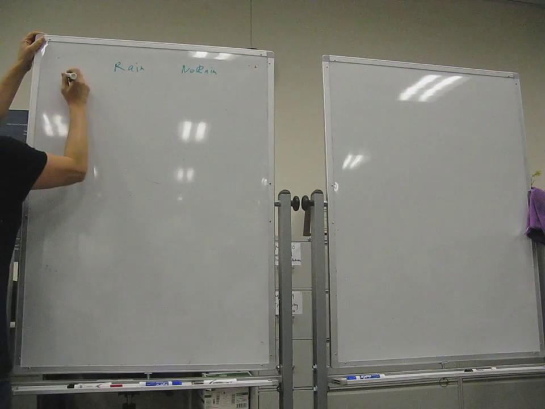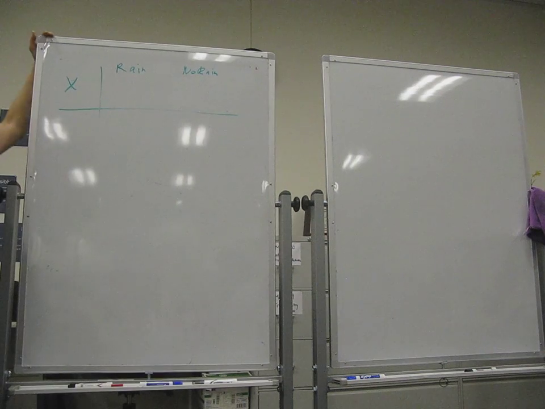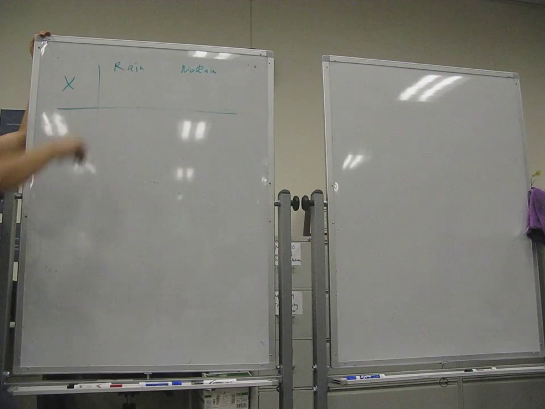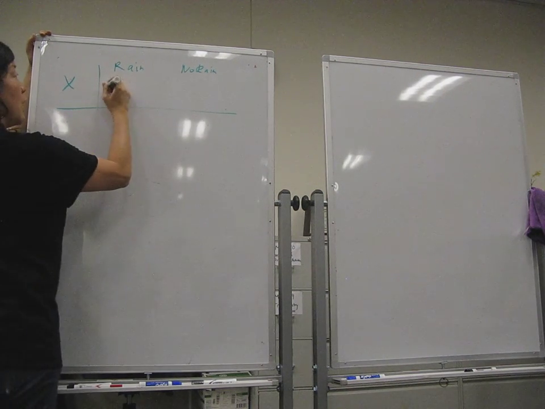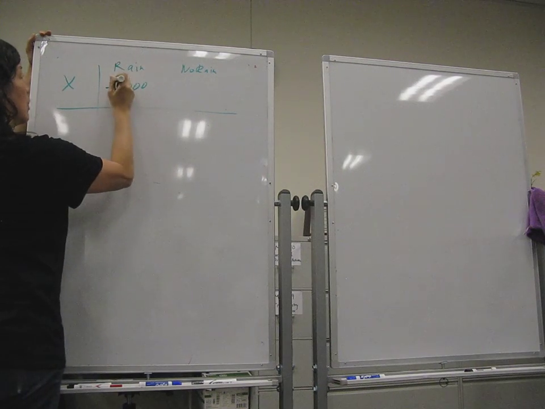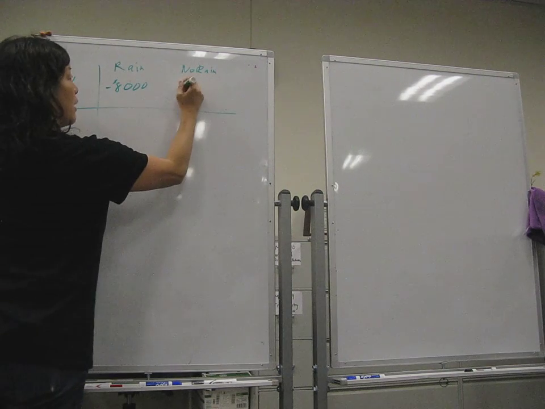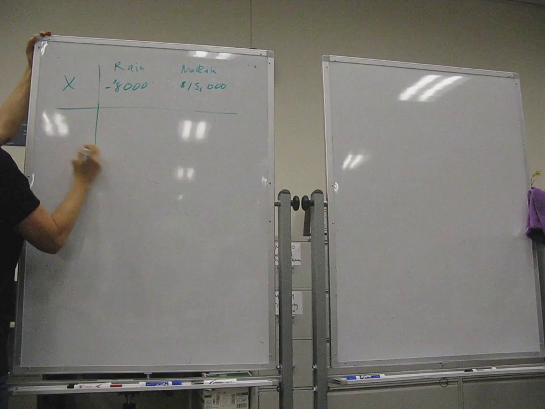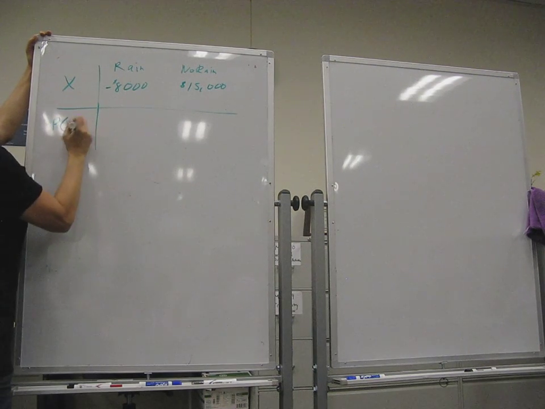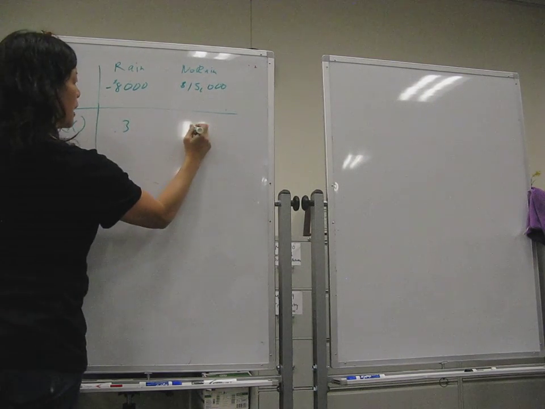Now, that's not our real x, because our real x is money or numbers. So what does this mean numerically if it rains? Negative 8,000. I lose $8,000. What happens if there's no rain? I make positive $15,000. And then, what's the probability of x? 0.3 is rain, and no rain is 0.7.